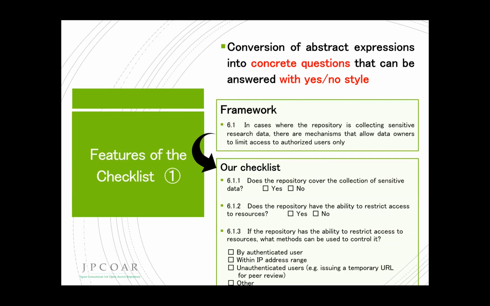We have developed 3 related checks from this single sentence. Specifically, the first one is, does the repository cover the collection of sensitive data? The second one is, does the repository have the ability to restrict access to resources? And then finally, if the repository has the ability to restrict access to resources, what methods can be used to control this? As a result of accumulating such questions, about 70 items are included within our checklist.